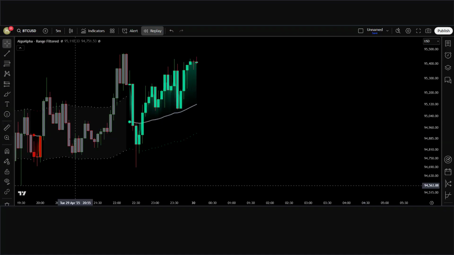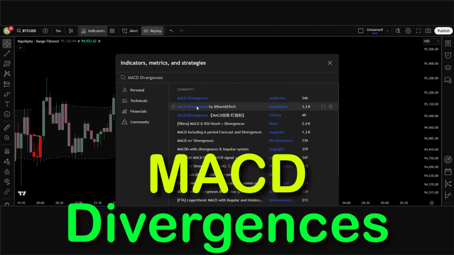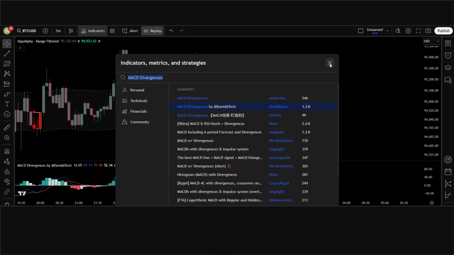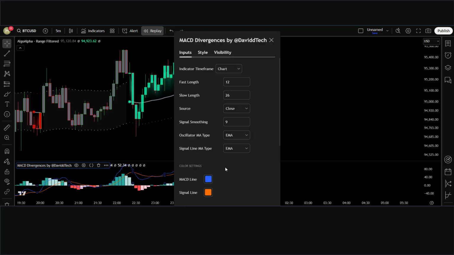After that we have to apply another indicator on the chart. The second indicator name is MACD divergences. Keep the indicator settings as I have shown here.